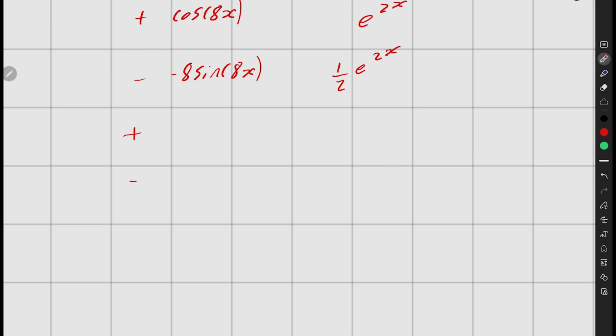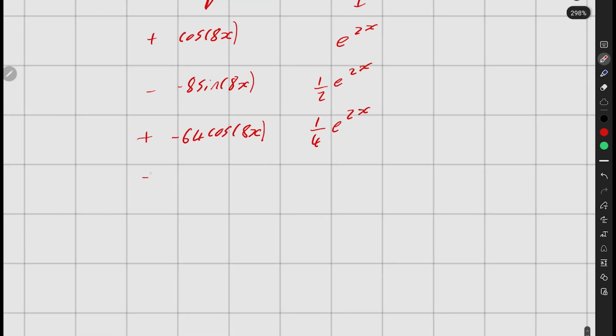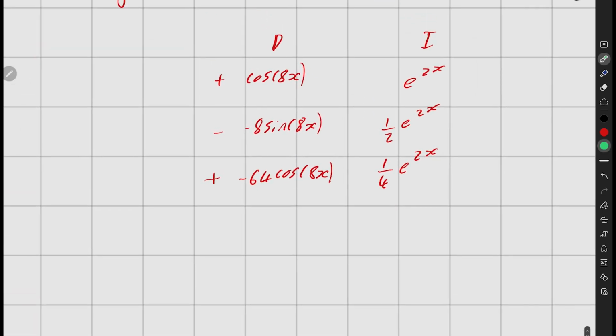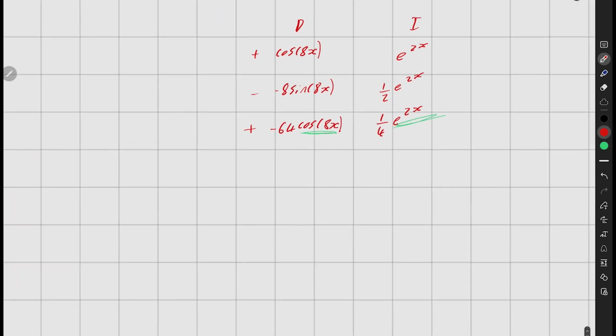So let's differentiate minus 8 sine 8x. That's going to become minus 64 cos of 8x. And integrating this is just going to become 1 over 4 e to the 2x. And what I want you to see is we have a row where we end up with the same functions. As I said, constants do not matter. You just want the same functions. That's all you want. So let's begin.